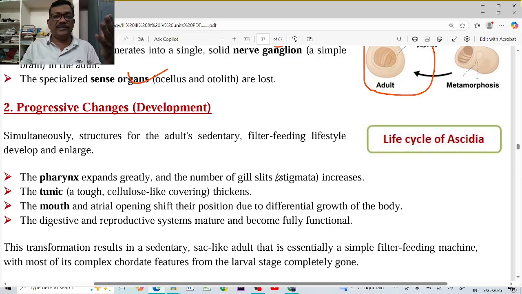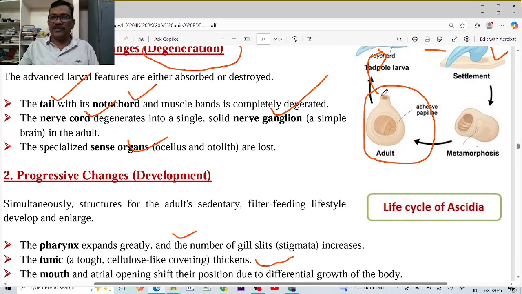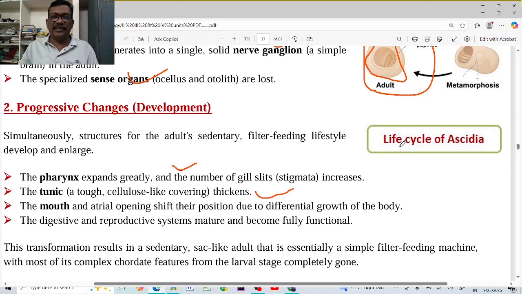What are the progressive or developmental changes? The pharynx expands greatly. The gills are present inside the body. The tunic thickens. Tunicin is a covering which protects this adult organism from the external environment and from other animals. This tunicin is made up of cellulose, like the cellulose present in plant cell walls. Polysaccharide is also present in the tunicin.